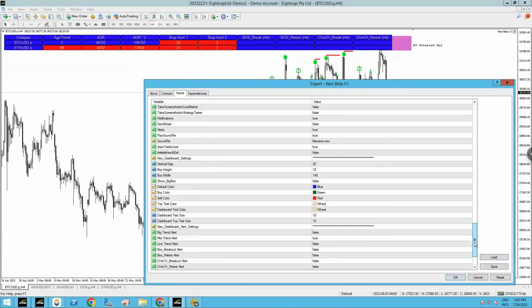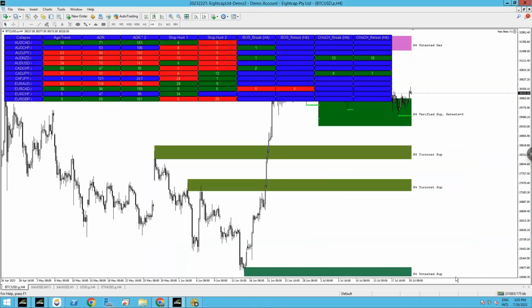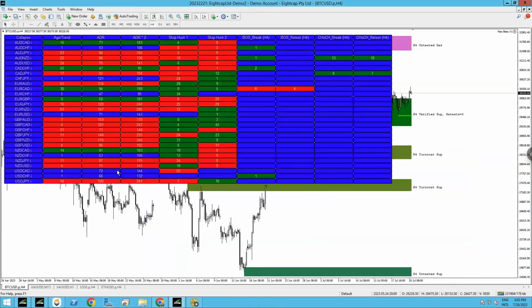Wait a second. I don't want them all to pop up just in case of slow down because of the Zoom. Notifications off and alerts off. Nope, alerts off. Nope, alerts here. False. There you go. And there. And now you can see all the pairs are loading. So once you do it one by one, you're going to be able to add all the pairs.